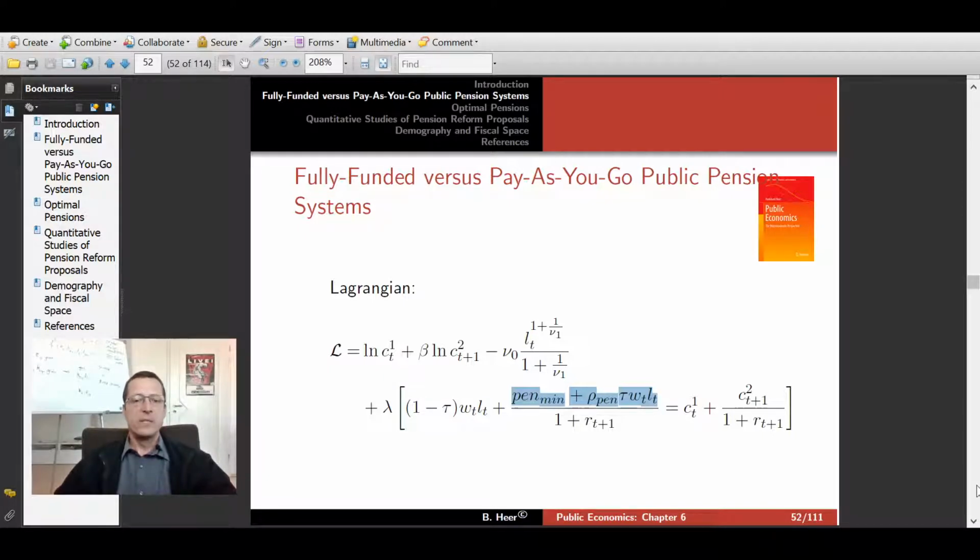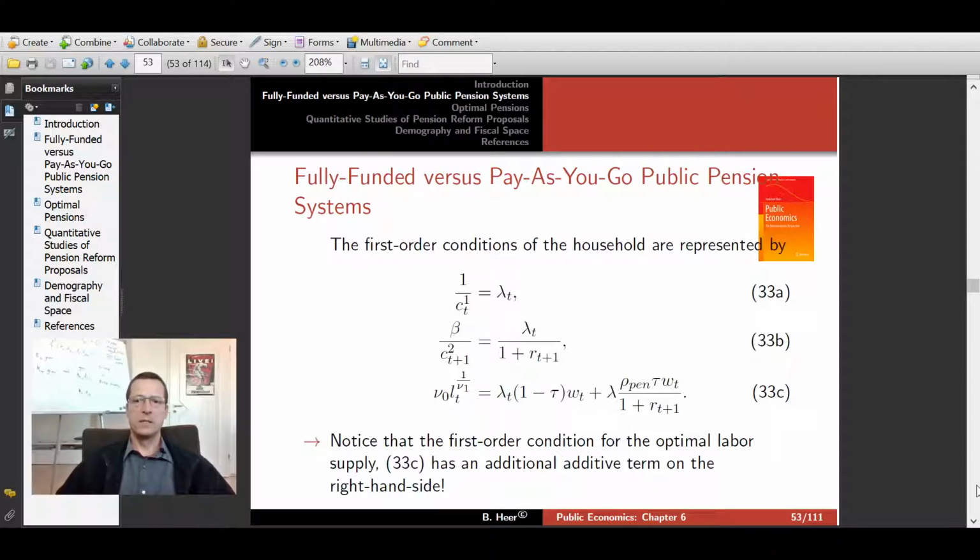And when we differentiate this Lagrangian with respect to consumption c1, c2, and labor supply, we get the equilibrium first order conditions 33a through c. So 33a and b are just the usual ones, which we already know, so we can solve for the Euler equation. 33c is new now, the additive term on the right-hand side here is new. This is the return that results from the increase in pensions in old age when we increase our labor supply.